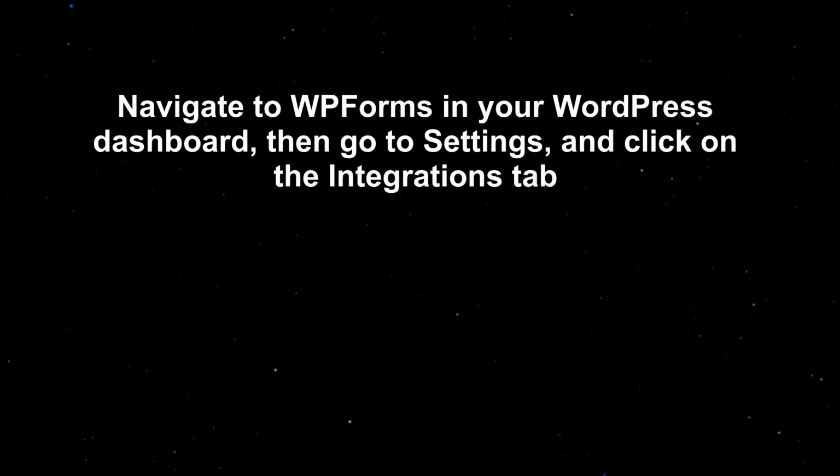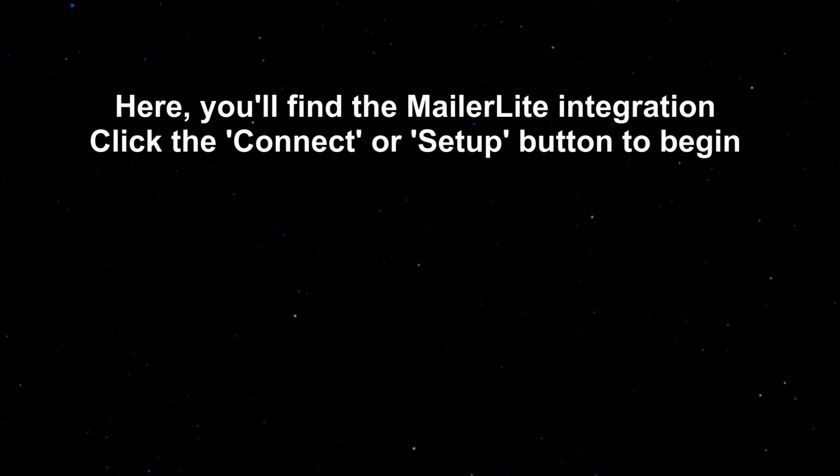Navigate to WPForms in your WordPress dashboard. Then go to Settings and click on the Integrations tab. Here, you'll find the MailerLite integration. Click the Connect or Setup button to begin.